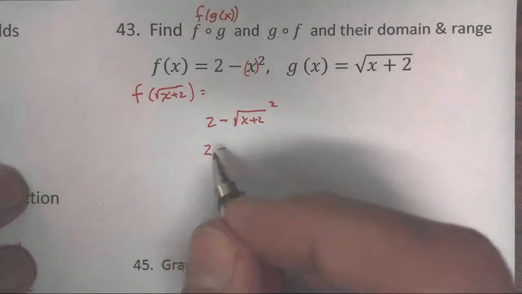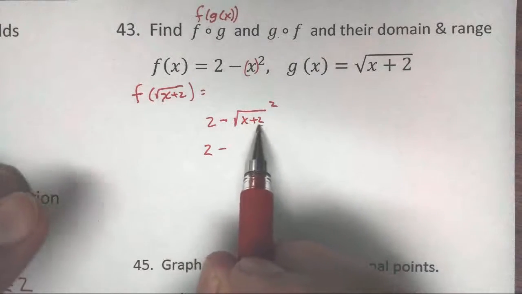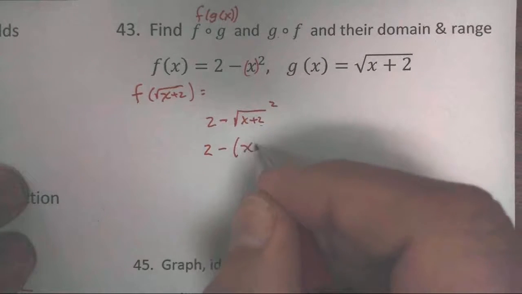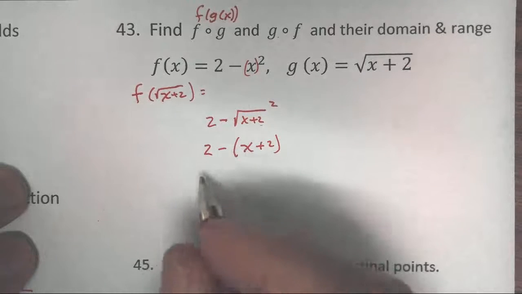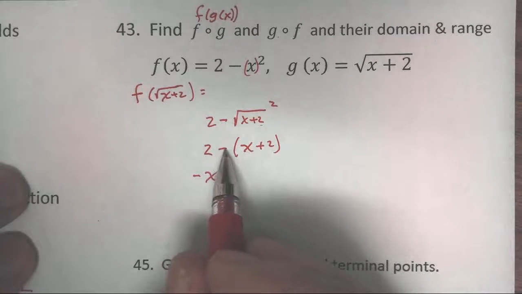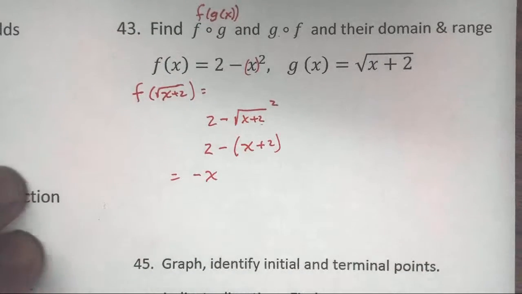Or 2 minus, I'm subtracting everything. Well, we know that square root of x plus 2 squared is x plus 2. So I'm going to go all of x plus 2, and that gives me, distribute the negative, a negative x, 2 minus 2, just plain old negative x. We'll come back and talk about domain and range in just a moment.